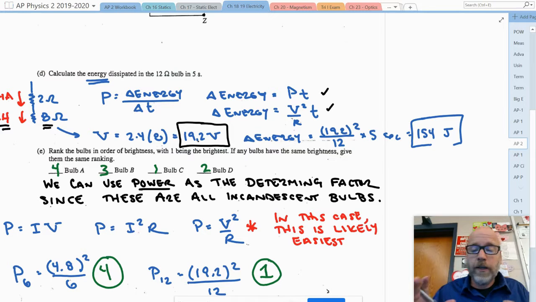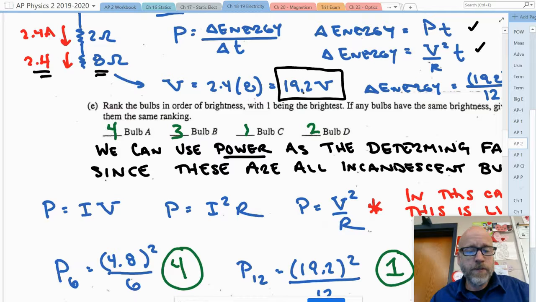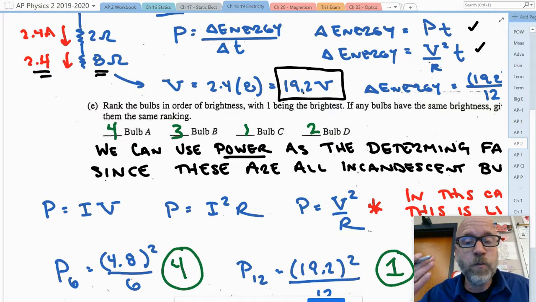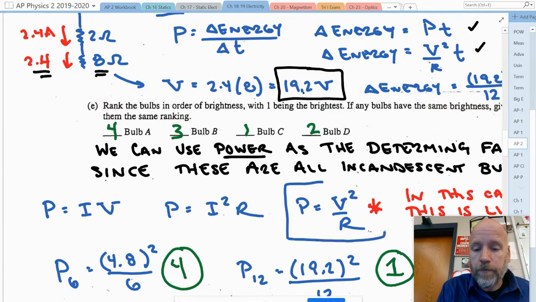Now, we're all looking at incandescent bulbs, so I can say brightness is related to power. So I wrote out my 3 formulas for power. P equals IV, P equals I squared R, and P equals V squared over R. And any of these would work. It just depends on what information you have. When I looked at it personally, I knew the voltage drop across all the resistors, and I knew the resistance. That means less work for me if I utilize this formula here.